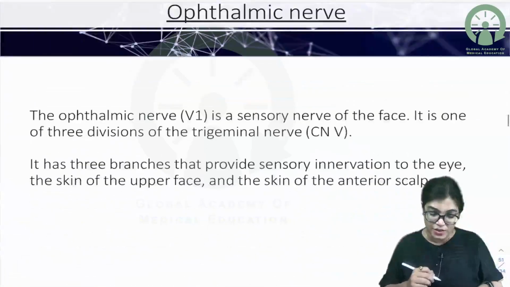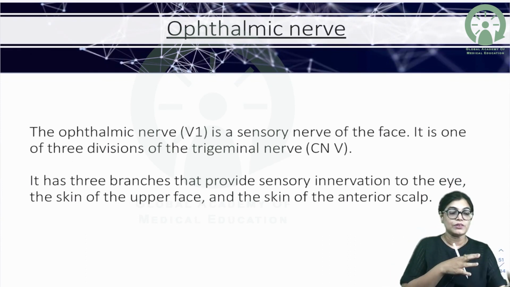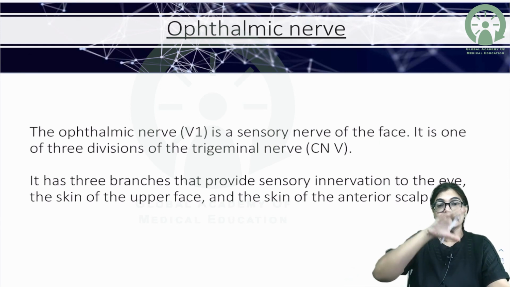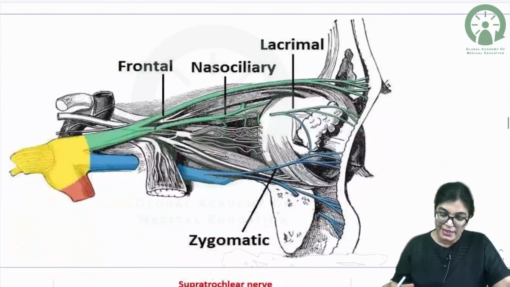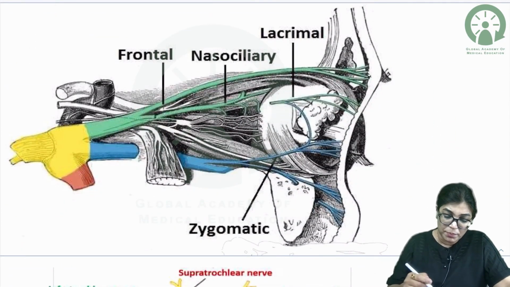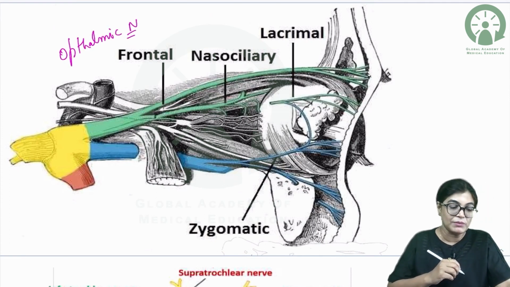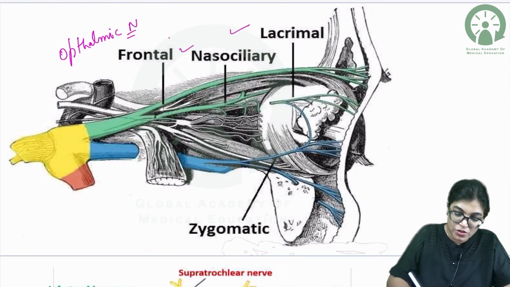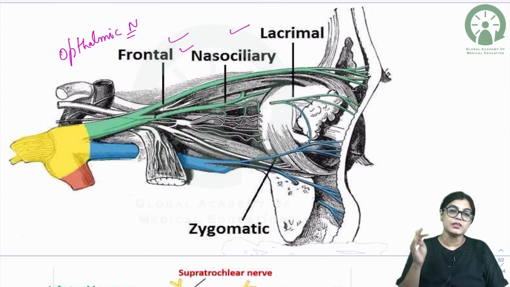We have to know the branches. The ophthalmic nerve is one of the three divisions of the trigeminal nerve. It gives sensory innervation to the whole area of the skin of the upper part of the face and the anterior scalp. The ophthalmic division of the trigeminal nerve has three important branches: lacrimal, nasociliary and frontal, as you can see in the diagram.